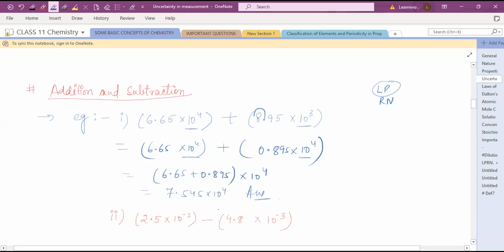Understand the concept? Yes, ma'am. Yeah, so it's very easy. Yeah, it's the basics of chemistry and it's very easy.